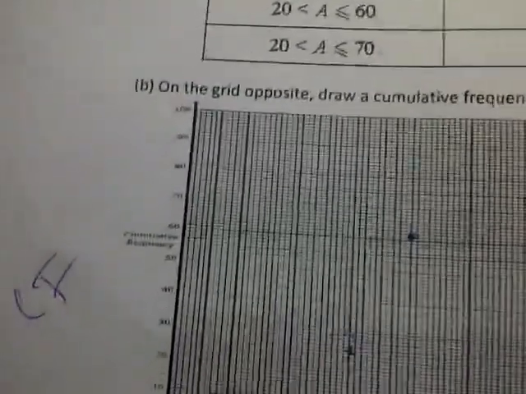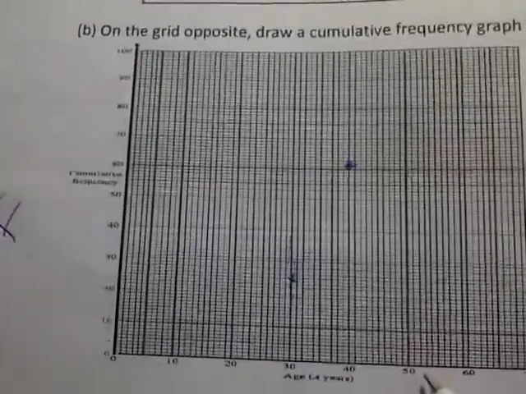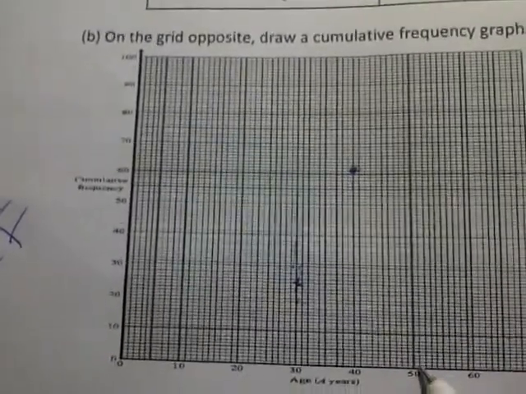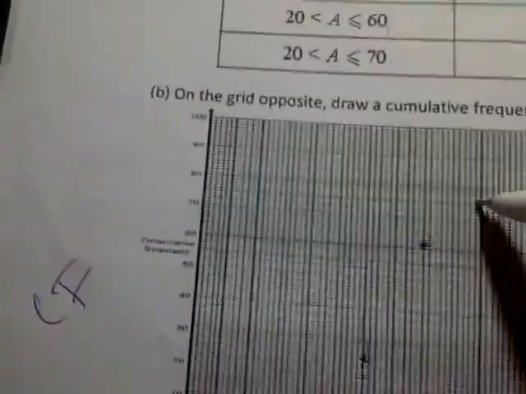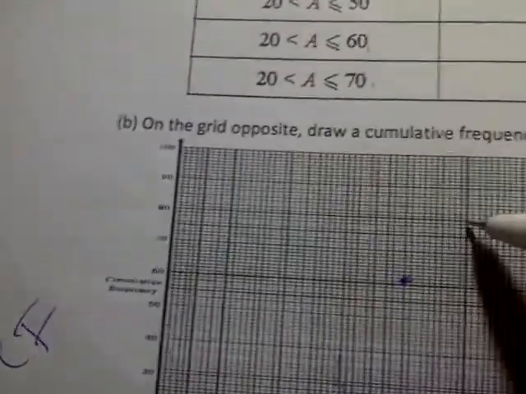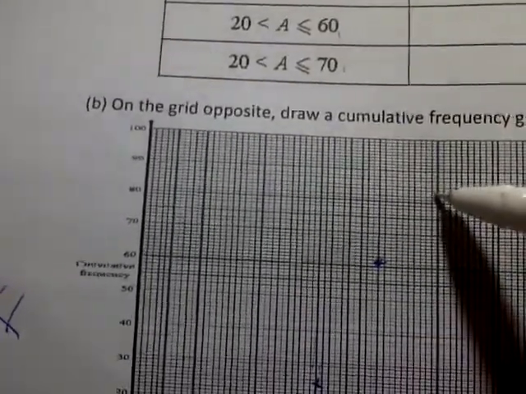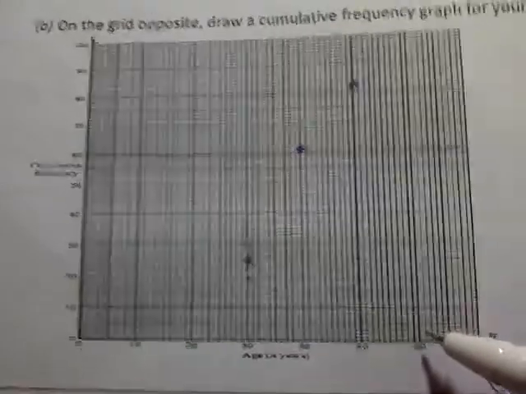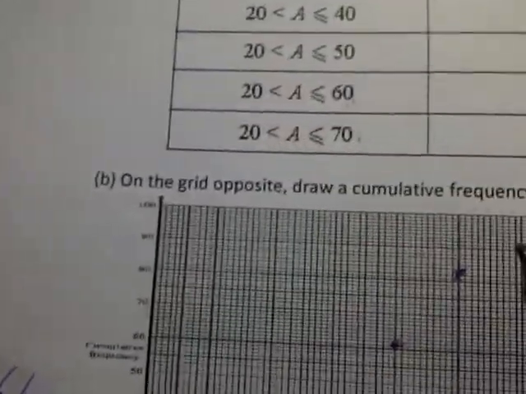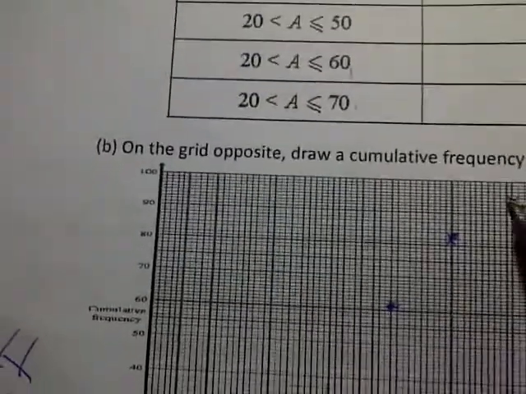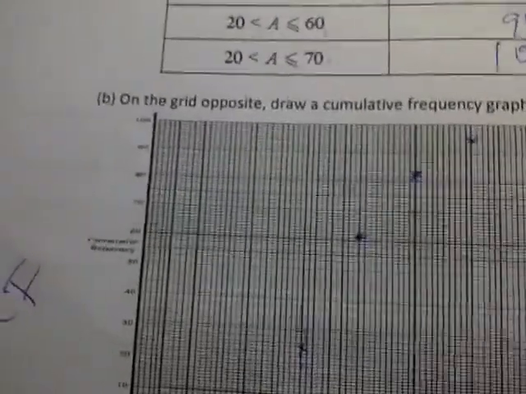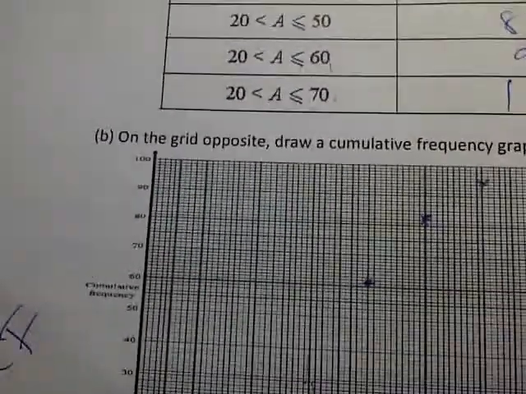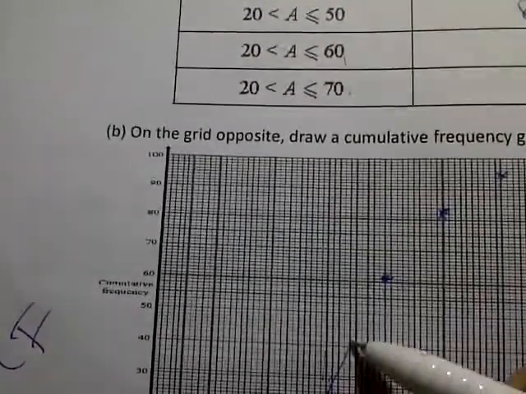For 50 you're going to have 82. For 50 you have 82. 82 should be somewhere here. Now for 60 you have 94, somewhere here. Now for 70 you have 100. For 70 you have 100. It's going to be something like this.